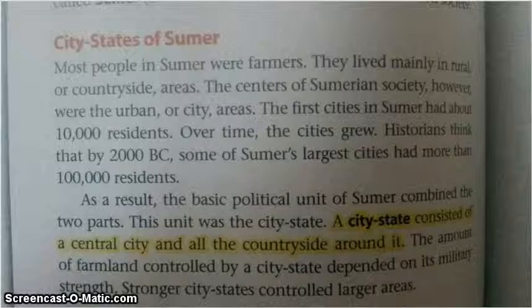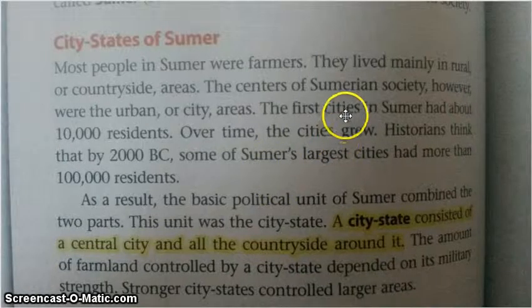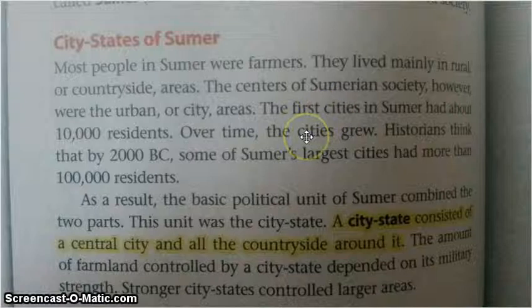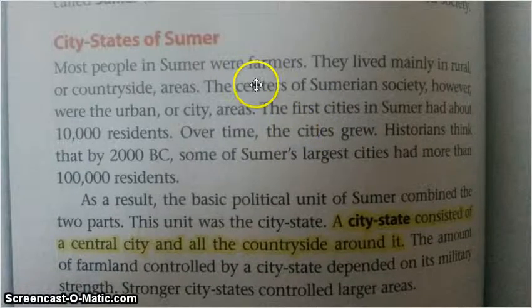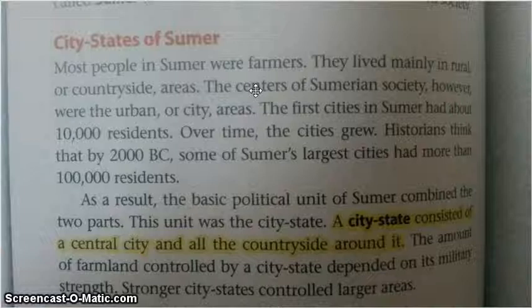Okay, so we got to pick out what's important. This 10,000 residents is definitely not important. Those are little details. 2000 BC, that's a little detail. I think one of the words that sticks out to me is cities here, because we see it repeated quite a bit. And centers, because the cities were the center of Sumerian society. And we talked last time about the development of those cities as people started to settle and do different jobs. Then they started to develop larger projects and governments, and then they needed cities.